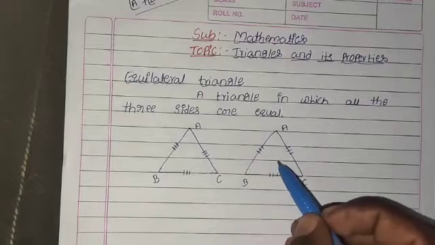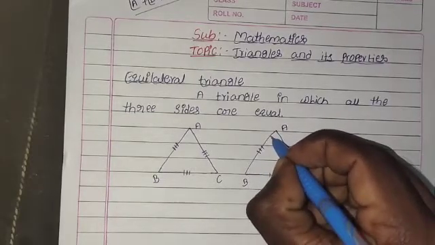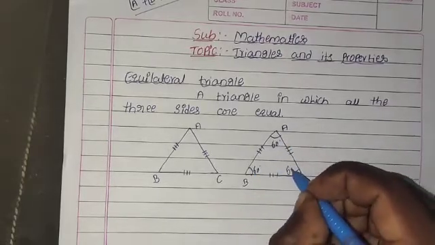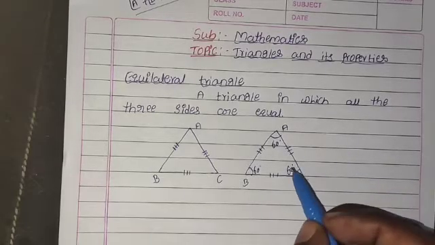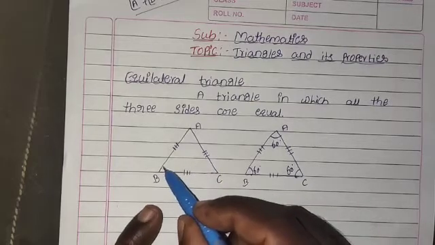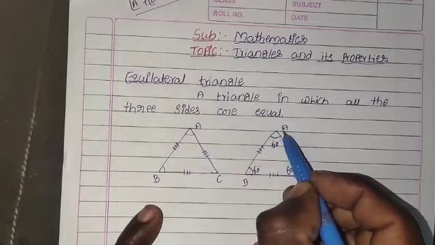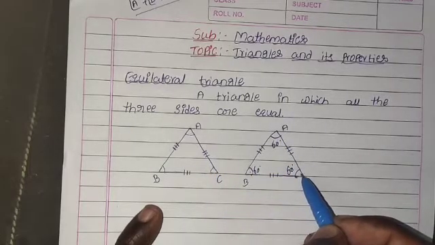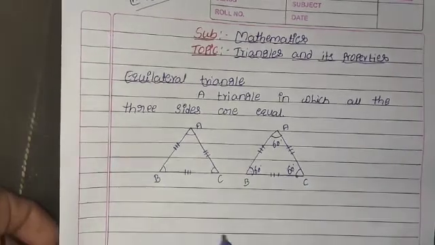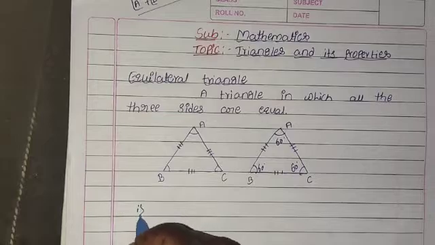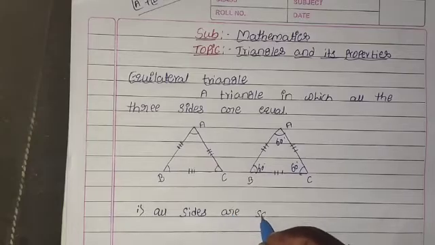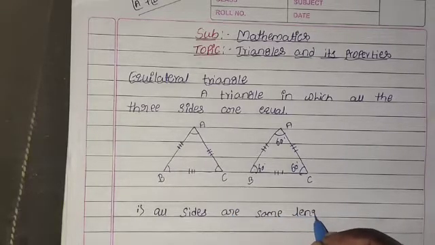Just listen here, this is 60 degrees, this is 60 degrees and this angle is also 60 degrees. Just imagine, when I place this triangle on this triangle, this angle is equal to this, this angle is equal to this and the C angle is equal to the C. By observing this, in an equilateral triangle all sides have the same length. We conclude that all sides are the same in length.